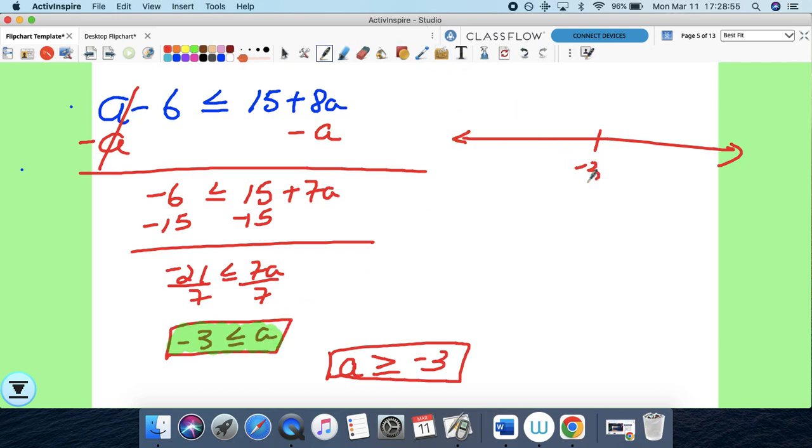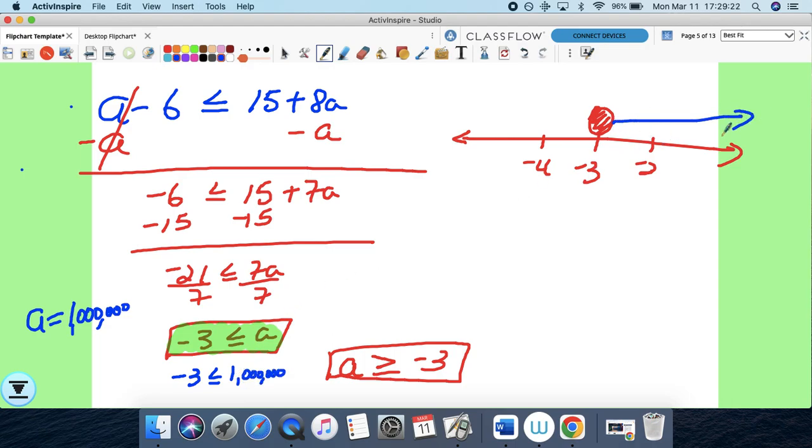So here's negative 3. Here's negative 2. Here's negative 4. So first of all, it's shaded. Negative 3 is smaller than which numbers? The numbers on this side of the world or on this side of the world? Well, easiest thing to do is to pick a value for a. Pick a equals 1,000,000. I'm going to pick a very large number. Now plug it in here. So negative 3 is less or equal to 1,000,000. Is that true? Yes, it is. And where is 1,000,000? 1,000,000 is on this side of the world. And that's where you point the arrow. So every number to the right of negative 3, including negative 3, is part of that solution.